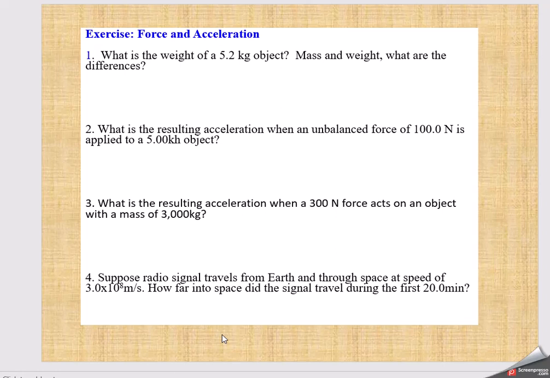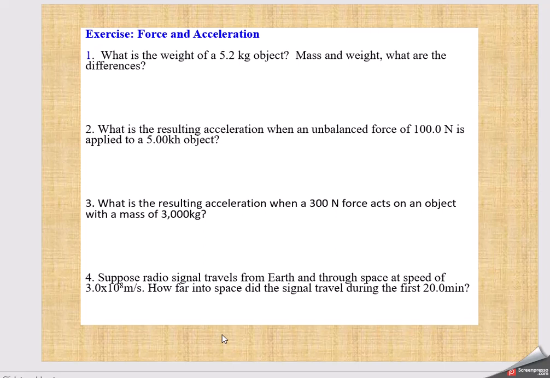So, exercise: force and acceleration, and also gravitational forces. Number one, what is the weight of a 5.2 kg object? And also, we ask about mass and weight. What are the differences? In many cases, commonly, some people think these are the same, but actually there are differences.